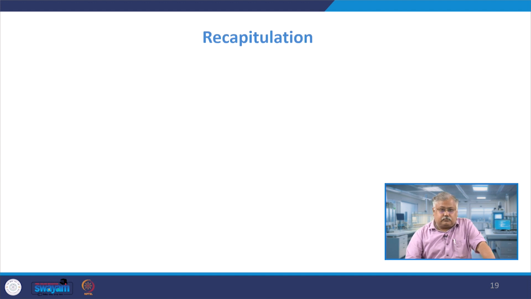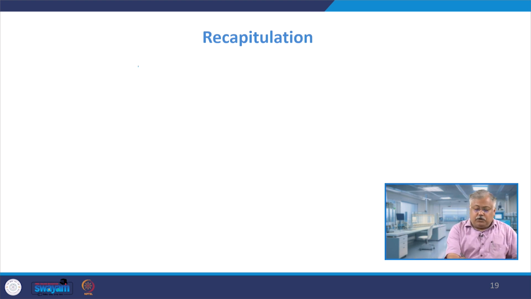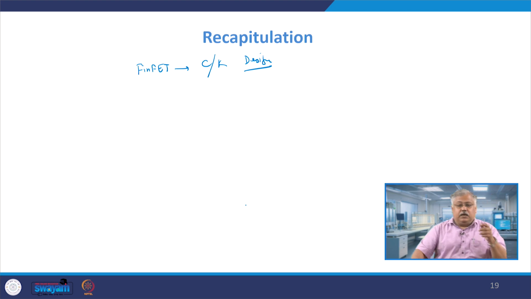So, let me recapitulate what we did till now. We looked into FinFET based circuit design, and we saw how we can use optimally the various types of FinFETs in order to get the best result available to us. We also saw that if you plot FO4 delay with respect to I_off, where should our device be stationed for the best performance and how it can be changed.